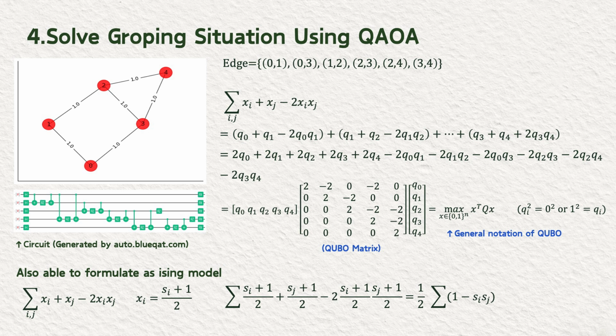right. By substituting xi equals (si plus 1) over 2, it can be transformed into an Ising model with values of -1 and 1. In this experiment, I used the Z gate to represent the Ising model and calculated using QAOA. When running this code, it outputs that nodes 1 and 3 are in the same group. And upon verification, we find that the maximum cut of 7 edges is achieved.